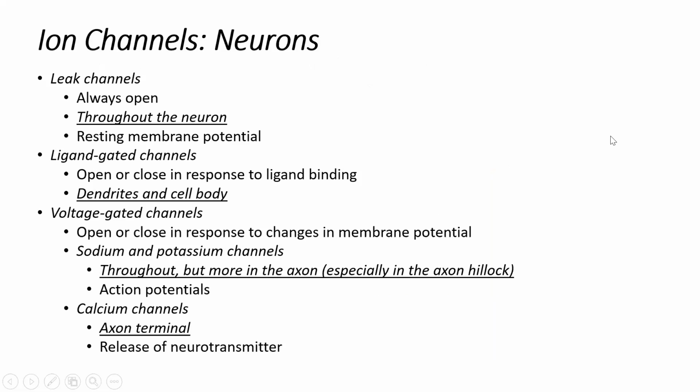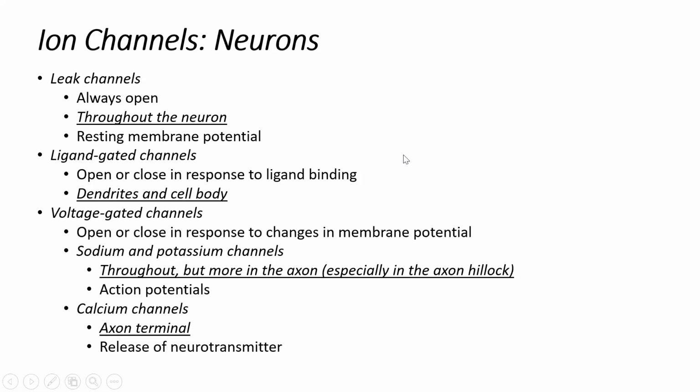As far as the various ion channels throughout the neuron, we kind of touched on this on Monday. We've got leak channels that are always open. They're contributing to the resting membrane potential. They're found throughout the neuron generally, but a little bit more concentrated along the axon. We've got ligand-gated channels that can be opened or closed depending on whether or not they have something bound to them, a ligand binding onto them. These are located on the dendrites as well as the soma, or the cell body.